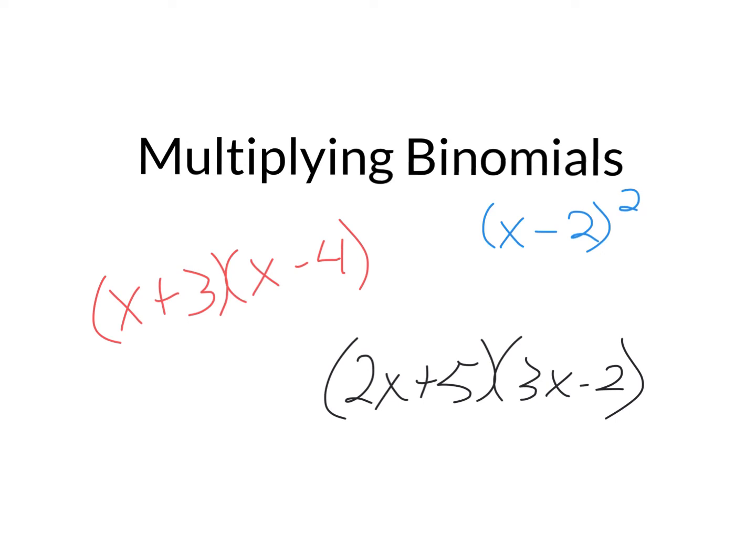Okay, in this lesson, we're going to be taking a look at multiplying binomials. These are called binomials because you have these two terms in here. So this is a binomial times a binomial. Here is another example. Of course, this is x minus 2 squared, which just means x minus 2 times x minus 2. So again, we are multiplying binomials in this one.